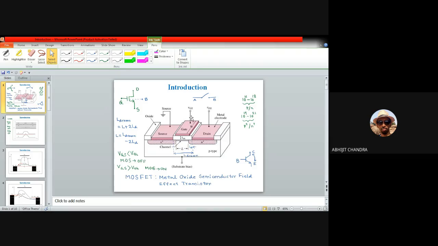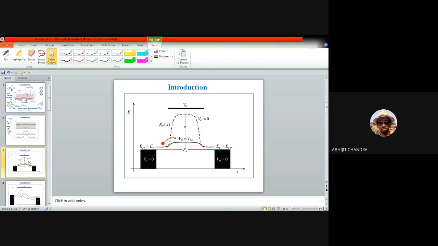And if you increase the VGS value, one point will come when the channel is inverted. This layer is inverted and the channel is created. This is the beginning of the current conduction, and the corresponding voltage is known as the threshold voltage. Now, what happens whenever you provide a higher value of VDS, and at the same time, you provide a corresponding value of gate potential?